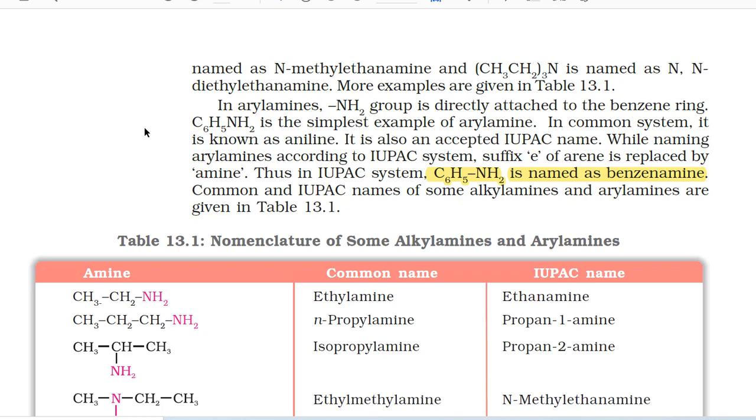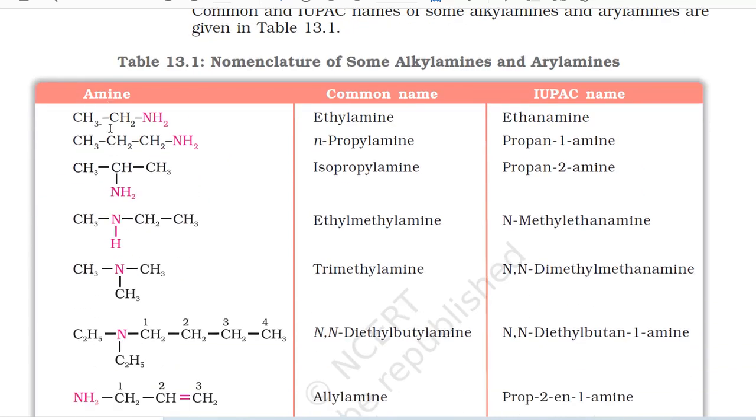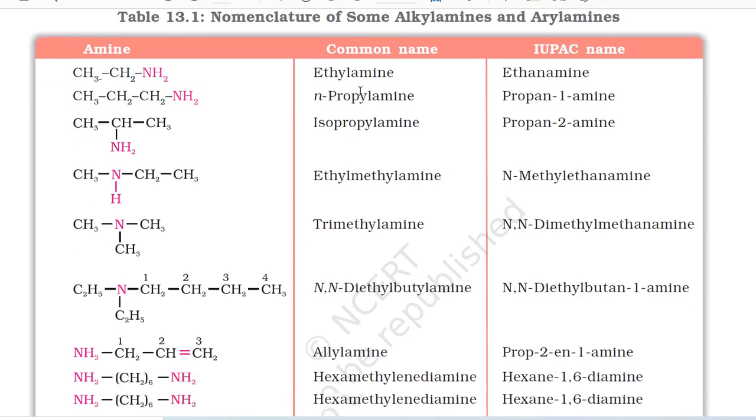In aryl amines, NH2 group is directly attached to the benzene ring. C6H5NH2 is the simplest example of aryl amine. In common system, it is known as aniline. It is also an accepted IUPAC name. While naming aryl amines according to IUPAC system, suffix e of arene is replaced by amine. Thus, in IUPAC system, C6H5NH2 is named as benzenamine. Common and IUPAC names of some alkyl amines and aryl amines are given in table 13.1. Table 13.1: Nomenclature of some alkyl amines and aryl amines.